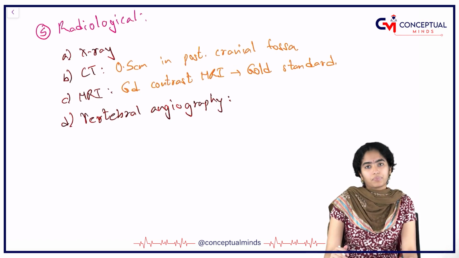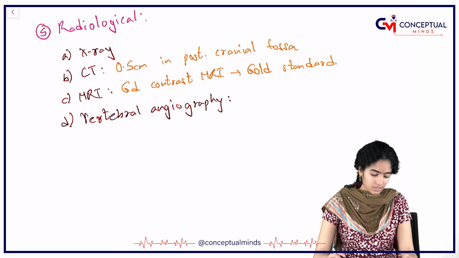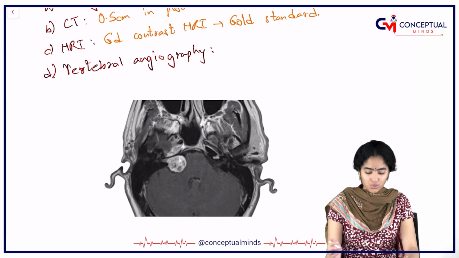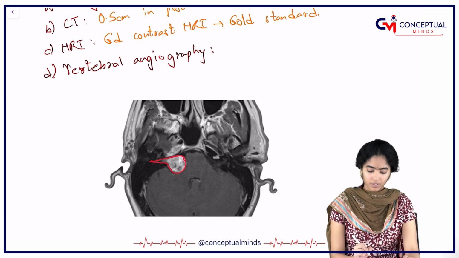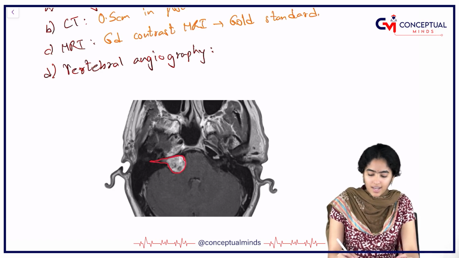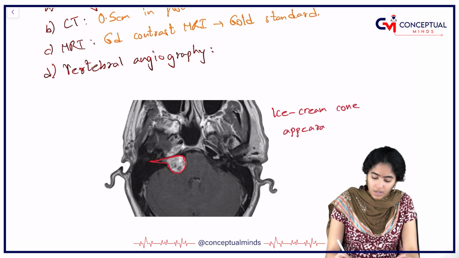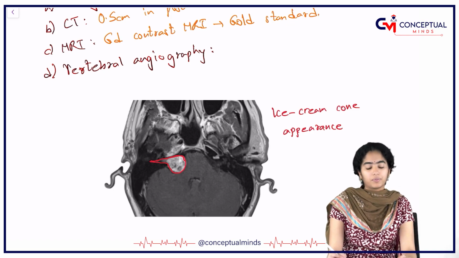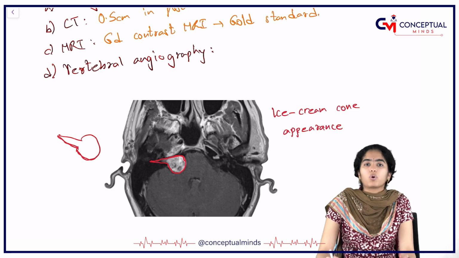Now on MRI of acoustic neuroma, you see a very classical and important appearance. I'll show you the picture and then you can answer it. So this is an MRI image of acoustic neuroma. What I'm annotating now is the tumor. This is called the classic ice cream cone appearance. Ice cream cone appearance of acoustic neuroma on an MRI. This is how it looks. This is the ice cream cone appearance.